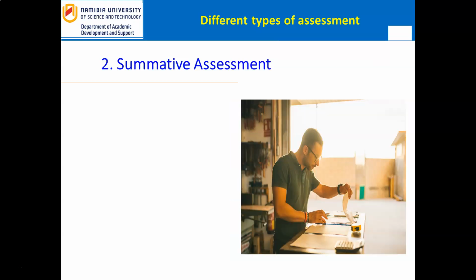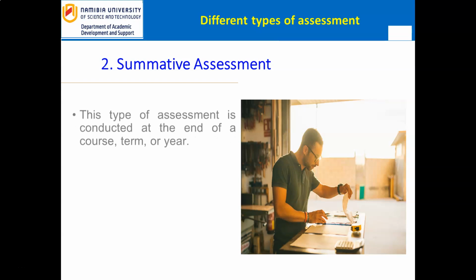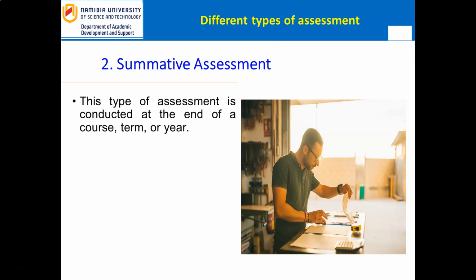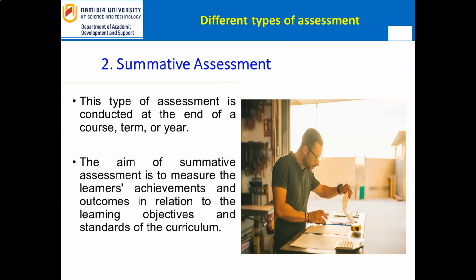2. Summative assessment. This type of assessment is conducted at the end of a course, term, or year. The aim of summative assessment is to measure the student's achievements and outcomes in relation to the learning objectives and standards of the curriculum. Summative assessment can also provide evidence of the student's mastery and competence and can be used for grading, reporting, and certification purposes. Examples of summative assessment include exams, tests, portfolios, essays, reports, and standardized tests.